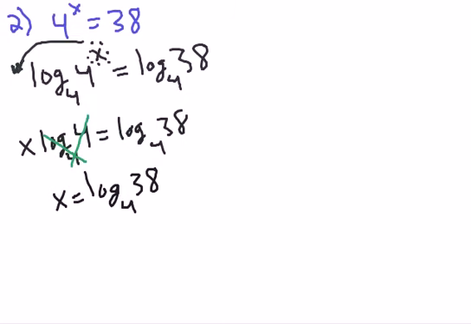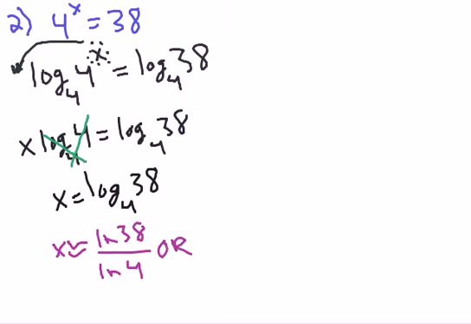And now we're actually going to use what's called the change of base formula, because I don't have a log base 4 in my calculator. I only have log base 10 and log base e, or in other words, ln, the natural logarithm. So what I can use is the change of base formula, and I can say, okay, well, x is going to be equal to ln of 38 over ln of 4, okay?